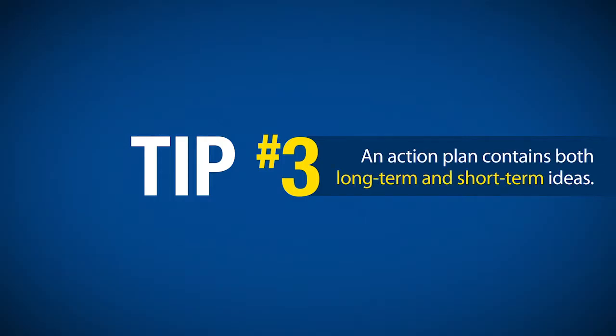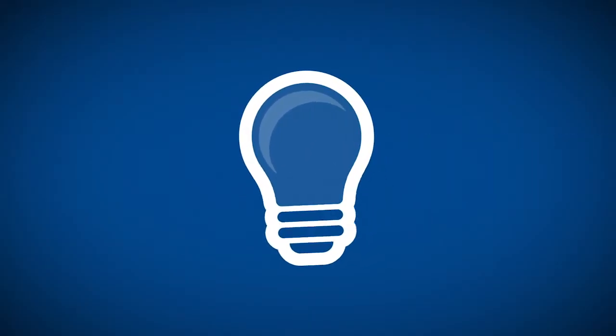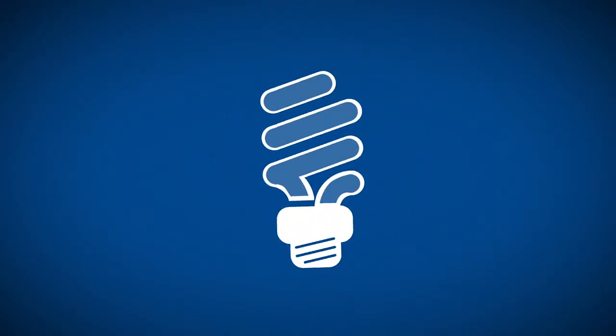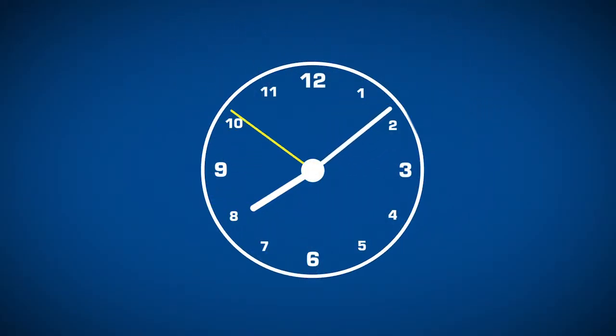Tip number 3. An action plan contains both long-term and short-term ideas. Sometimes action planning ideas establish plans for long-term improvement. For instance, improving production numbers or changing work behaviors. Because addressing these challenging issues may take time, it is ideal if the action plan has several short-term ideas or quick wins for the business. Enhancements that can be decided upon and implemented fairly quickly.